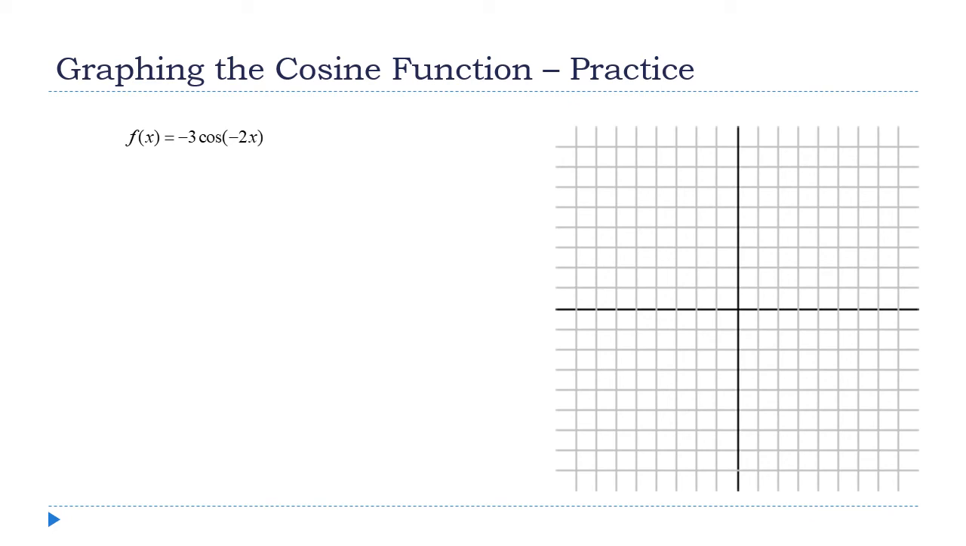Okay, so give this one a try. Think about using one of the cosine negative angle identities first to do a little simplifying. Then try graphing it.